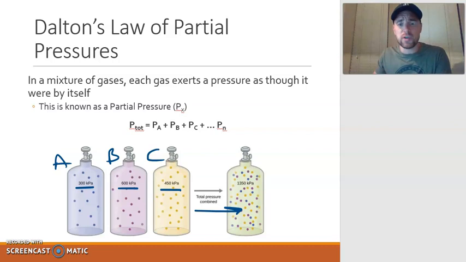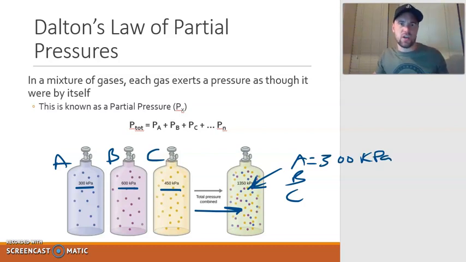While I have this on the screen, I want to point out that you have three gases in here now. You have gas A, B, and C. What's the pressure of gas A now that it's mixed in here? It is still 300 kilopascals. The pressure of gas A doesn't change. Even though it's been mixed now, it's still going to be the same.